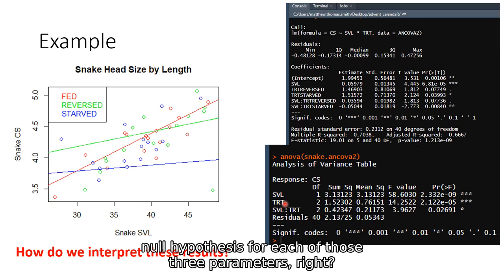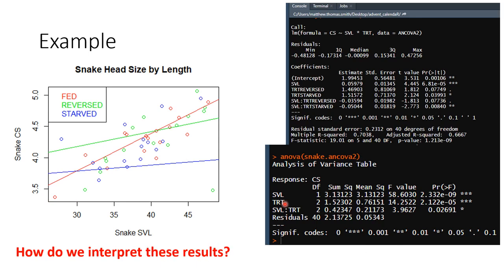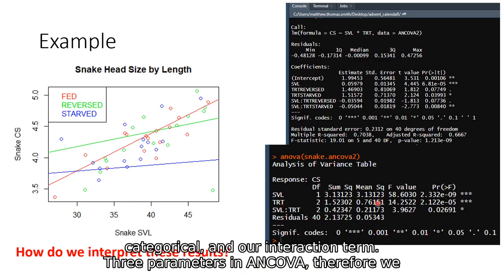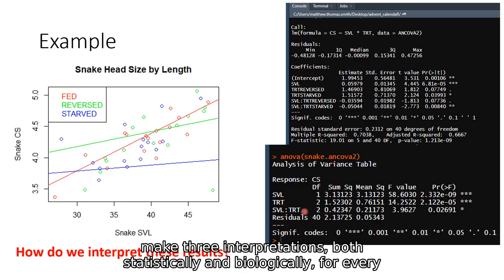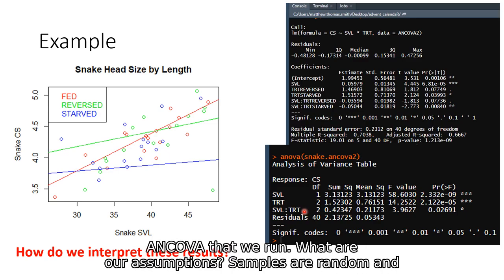Okay, but again, we can interpret each of the three variables in turn and what they each mean biologically, rejecting or accepting the null hypothesis for each of those three parameters, right? Our covariate, our categorical, and our interaction term. 3 parameters in ANCOVA, therefore we make 3 interpretations, both statistically and biologically, for every ANCOVA that we run.